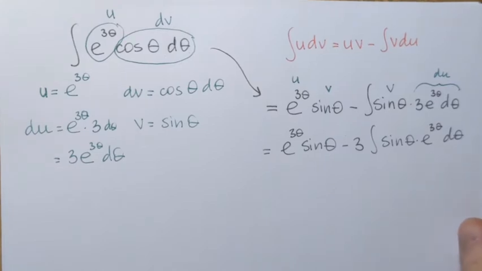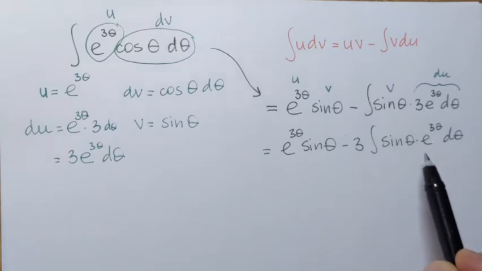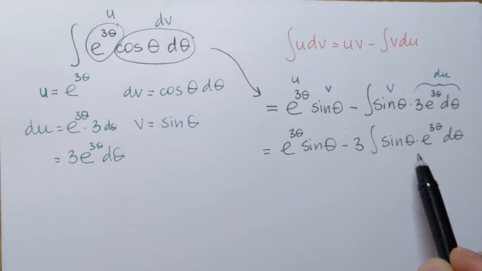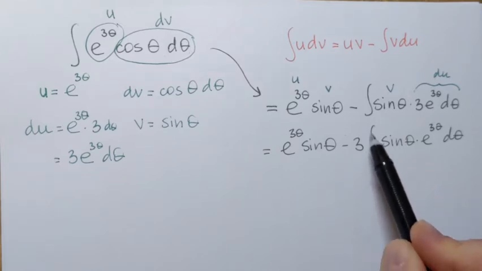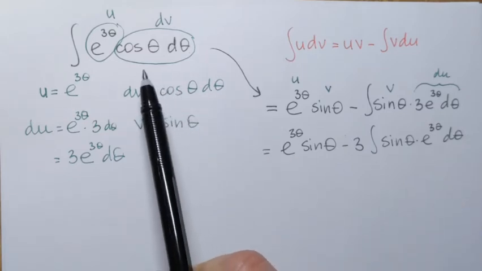Well, there is a point. We will continue, we'll apply integration by parts again, and our goal will be the following: to get to the point where the integral looks exactly like the original one.